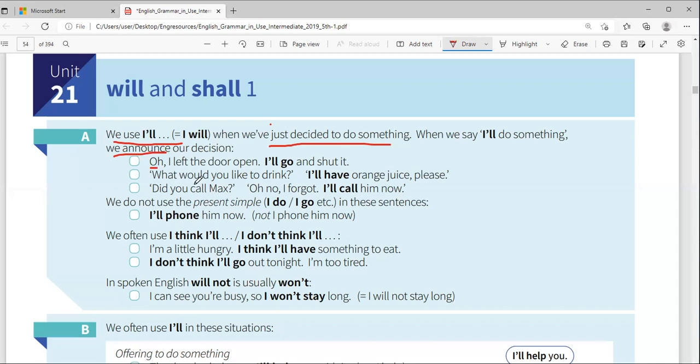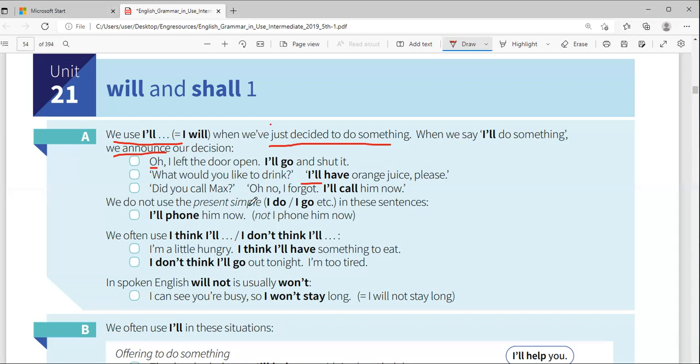These are two people. One says, "What would you like to drink?" Maybe a waiter in a restaurant. And this person says, "I will have orange juice, please." Because now the waiter comes and gives you the menu and asks what you would like to drink, and because you didn't have any prior arrangement, you just look at the menu and make your decision. "I'll have orange juice." You are making the decision at that time.